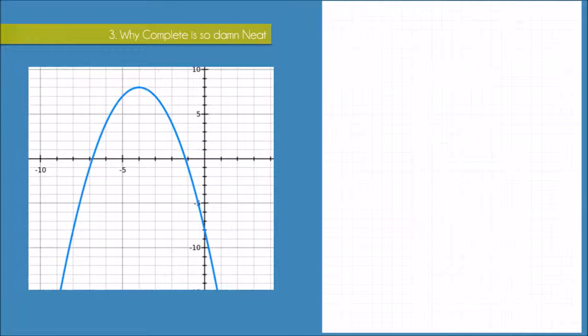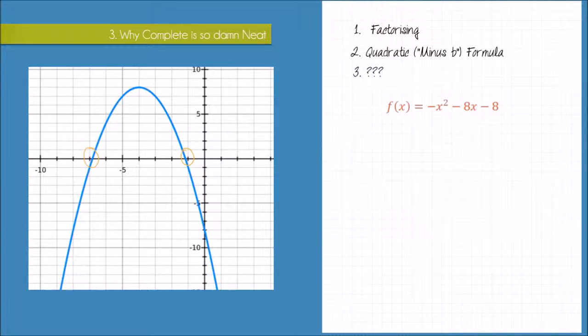In a previous video, I talked about finding the roots of a quadratic function, and I said that the roots are just the x coordinates of where the graph crosses the x-axis. And we talked about two different methods we can use to find these roots. One was by factorizing, and the other was by using the quadratic or minus b formula. Turns out there's also a third method, and it's a really useful method if we already have our function in completed square form. First though, I'm going to bring up the function in its standard form, so -x squared minus 8x minus 8. I can't see any nice factors there, which means I would use the quadratic formula if I wanted to use one of my old methods.